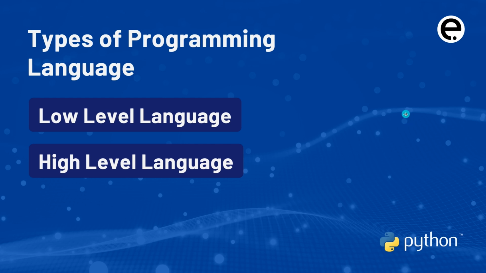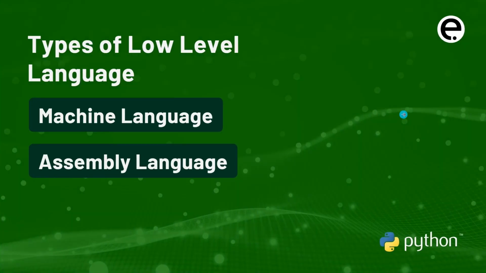Okay, now let's talk a little bit about the low-level programming language. Low-level programming language is also divided into two categories. The first one is machine language and the other one is assembly language. So what is a machine language? As I told you, low-level programming language is the native language of the computer. Machine language is actually the native language of the computer. It's also called a binary language.